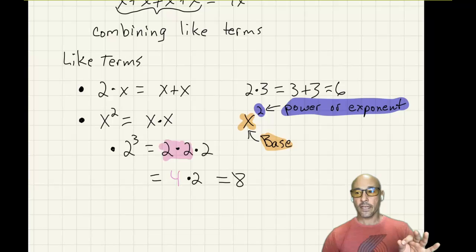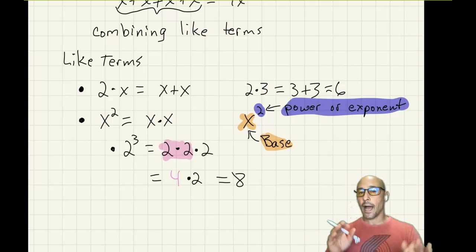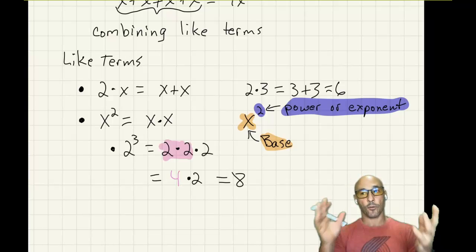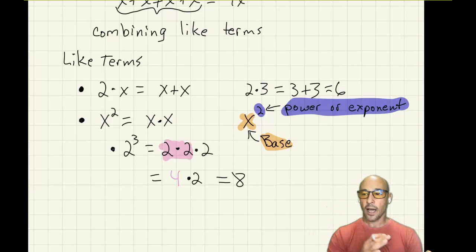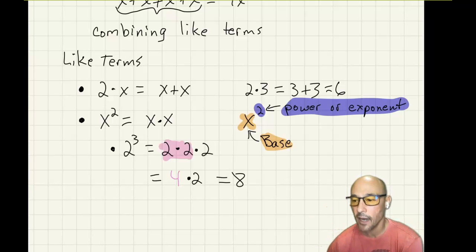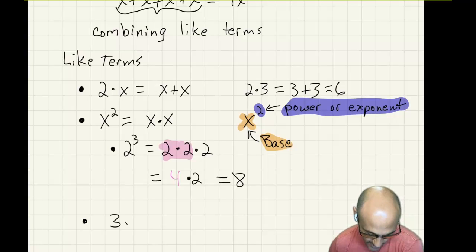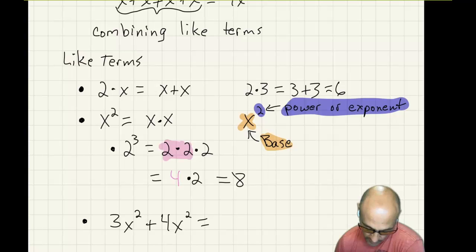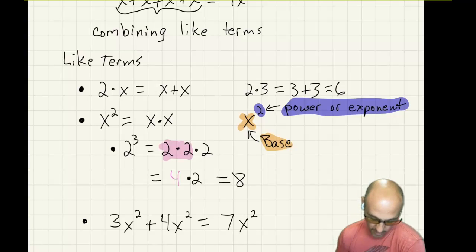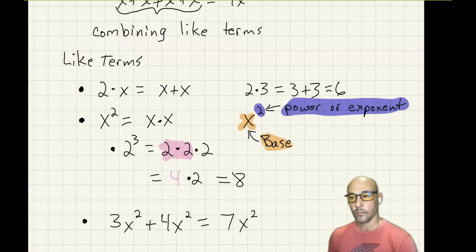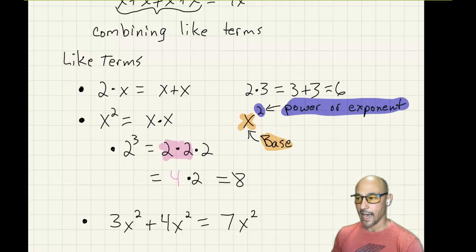So for that reason, we can combine terms that have bases raised to the same power, but not terms that don't. And let me give you an example of that. So something like 3x squared plus 4x squared, well, that's going to be 7x squared. Okay? So we can combine like that.